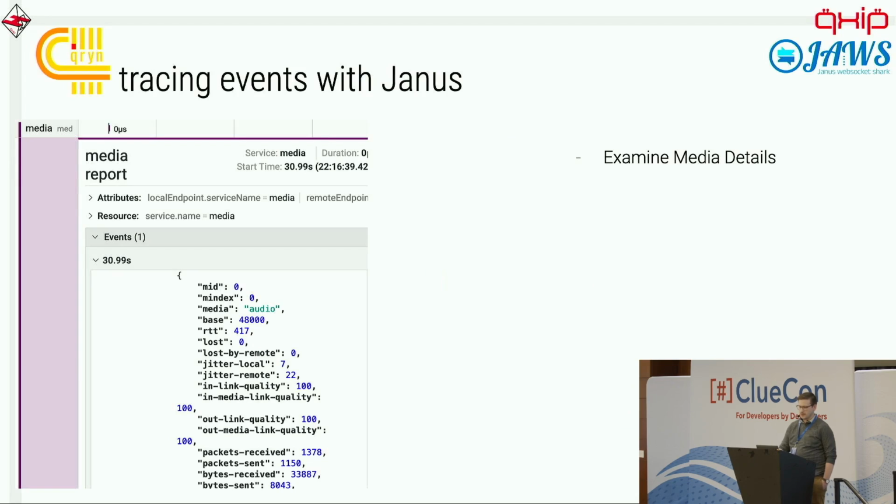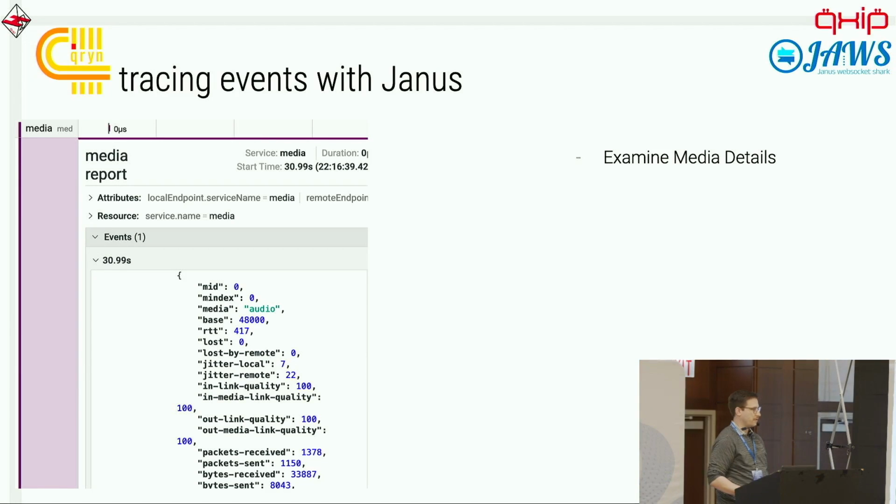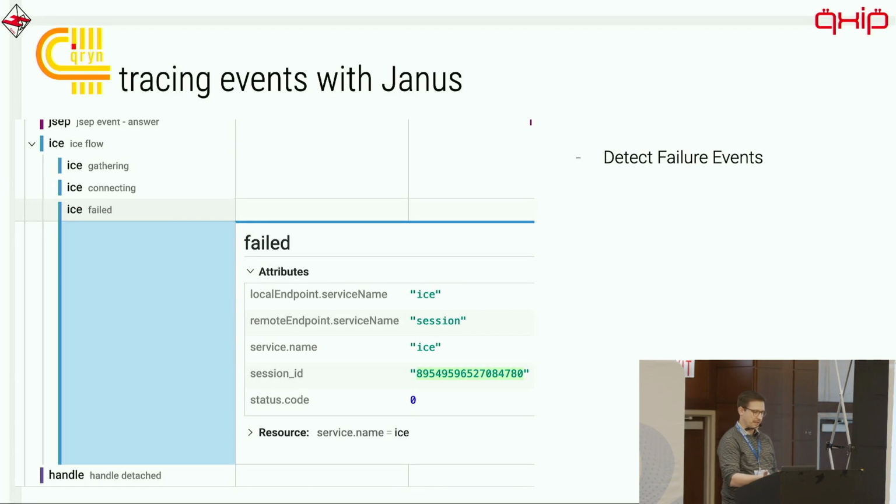So again, we have these tracing events. We can examine, for example, the media details of each of the media reports. We can pinpoint items that are interesting to us. The RTT was 417 milliseconds in this media report, so that's kind of a red flag. We've got to watch if that stays or if it's just a spike. We can detect these failures, like I mentioned before, the ICE failure. It helps us find out which session was affected by it and hopefully helps us find the problem.